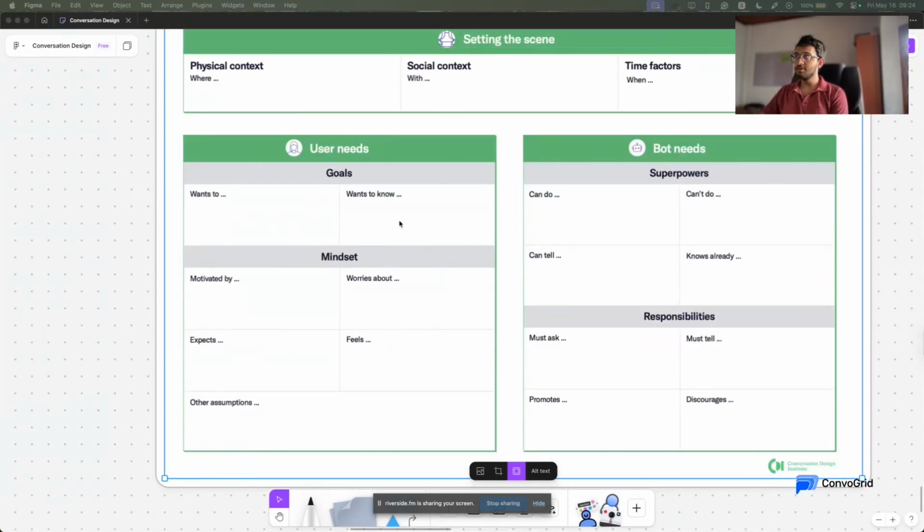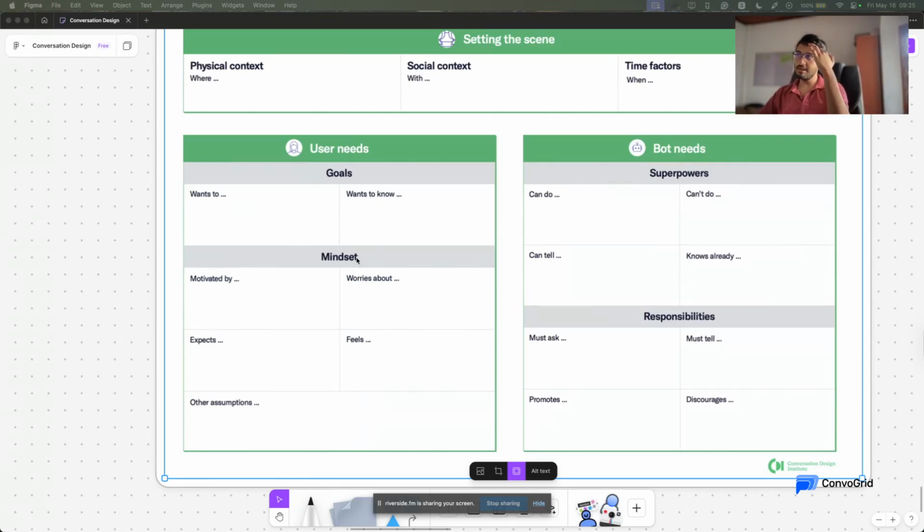And in terms of the user's needs, we have to think about what the user wants to do. And we also have to think about what he wants to know by engaging with this chatbot. For example, the user may want to know how to contact a business, or the user may want to know what steps he has to follow in order to purchase a product. So what he wants to do is, for example, buy a product or contact the business, and what he wants to know is the contact information or the price of a product.